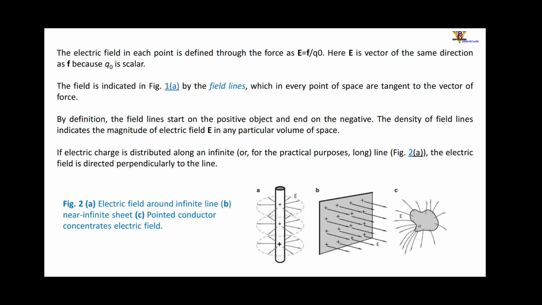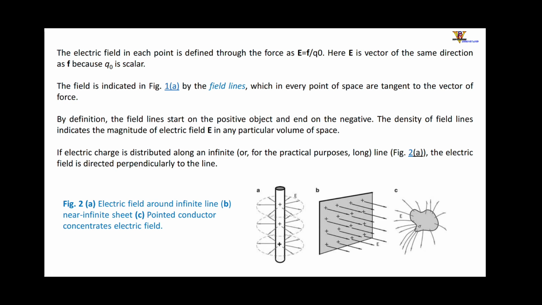The field is represented in figure 1a by field lines, which at every point of space are tangent to the vector of force. In figure 2 we have three figures: A, B and C. First is the electric field around an infinite line, which is always radially outward and tangent to the lines. B is an infinite sheet; supposing the sheet has positive charge, it also has an outward electric field.